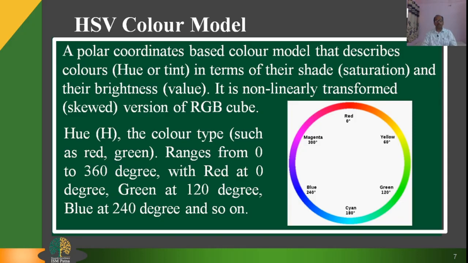H stands for hue, the color type such as red, green. It ranges from 0 to 360 degrees. Red is at 0 degrees, green at 120 degrees, blue at 240 degrees, and so on. The HSV color model is based on polar coordinates, not Cartesian coordinates. HSV is a non-linearly transformed version of the RGB cube. Here it is transformed in a skewed mode.